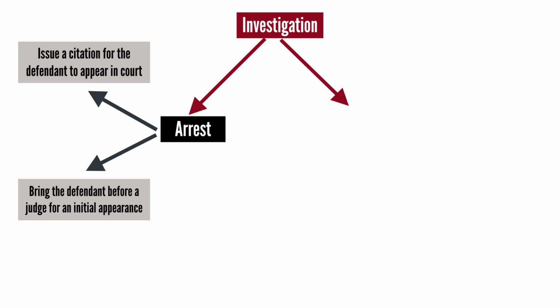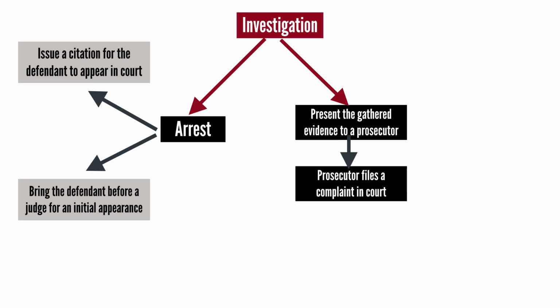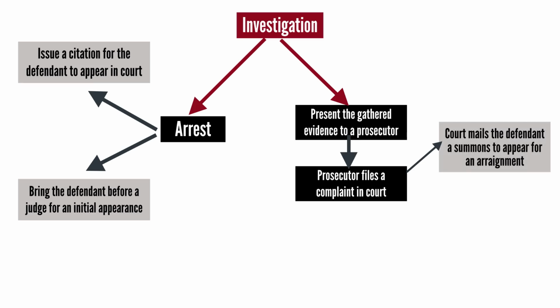Alternatively, in some cases, the police investigate a suspected crime and subsequently present the gathered evidence to a prosecutor. The prosecutor then decides whether to file a complaint in court. If a complaint is filed, the court will either mail the defendant a summons to appear for an arraignment or, upon the prosecutor's request, issue an arrest warrant.